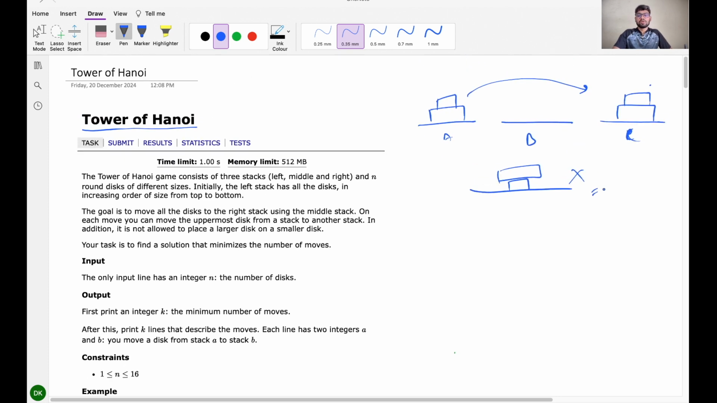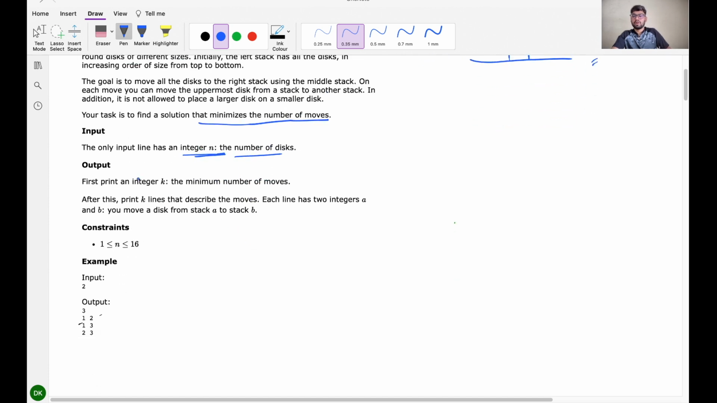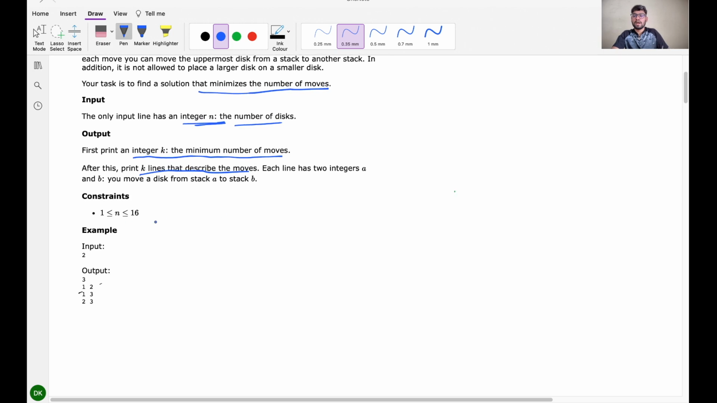Okay, and our task is to minimize the number of moves, and there is only one integer n, that is the number of disks, given, and we have to print the integer k, which is the minimum number of moves. After that we have to print k lines that describe all the moves. Okay, and n is less than or equal to 16.